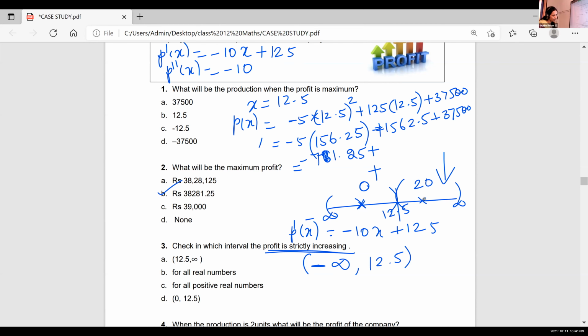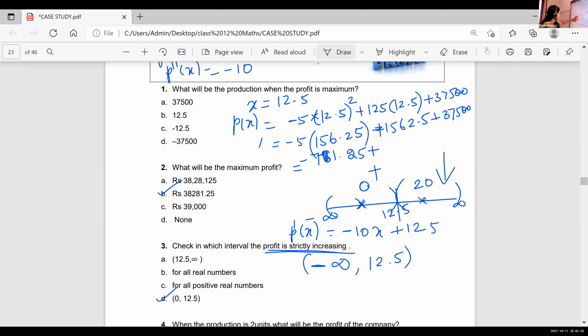Option D. Yes, very good. Option D. Why is negative infinity not taken? What is given about x? x is not the profit. P of x is the profit. X is the number of units produced. Number of units must always be a positive integer. So we consider D as the option. The correct answer is D, 0 to 12.5. We are not considering negative values because number of units must be positive.